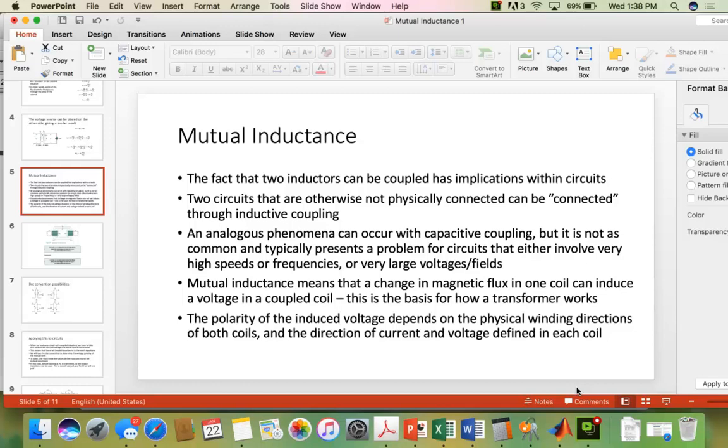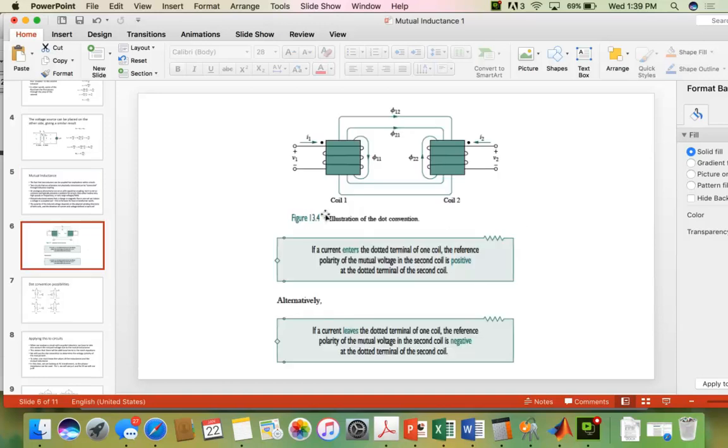So one of the things that is done in electrical engineering that's very different from physics is we use a convention to define the direction of the winding, referred to as the dot convention. Once you learn the rules on the dot convention, you actually don't have to worry about the winding direction because the dots take care of that. So here's just a simple example of two coupled coils. Coil 1 has voltage V1 and current I1. Coil 2 has voltage V2 and current I2.